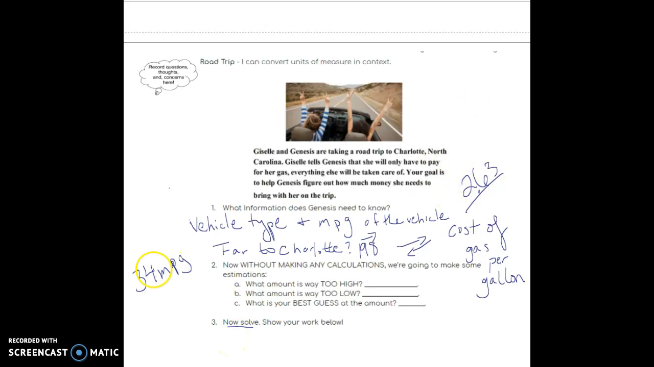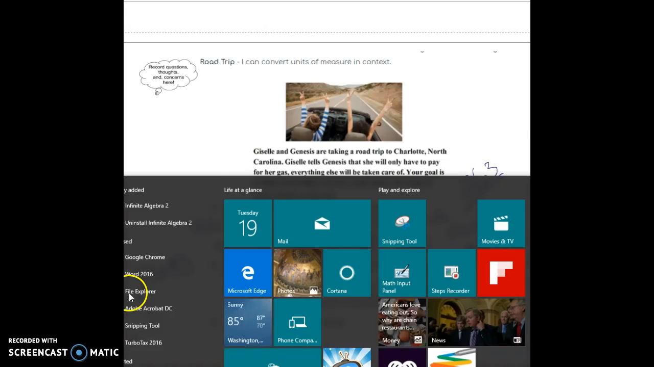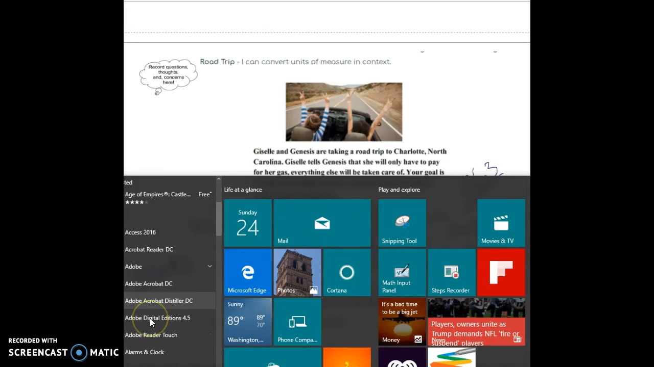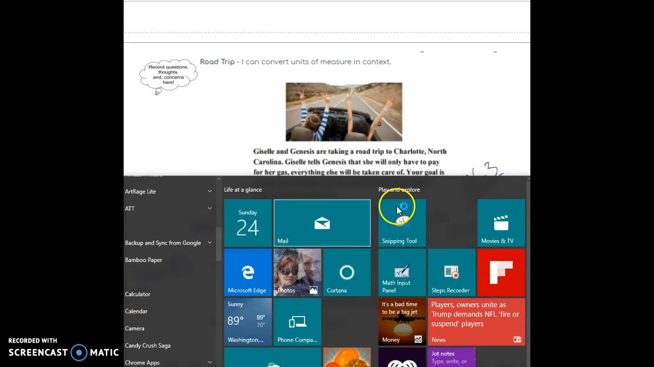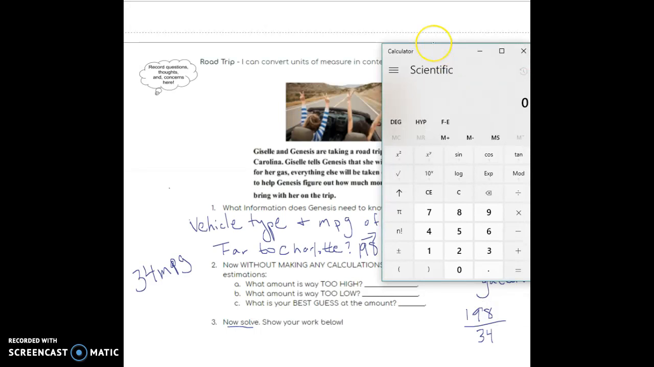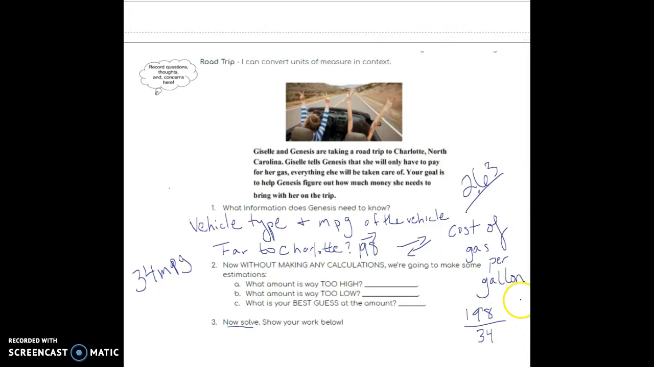So, if I can go 34 miles per gallon, and it's 198 miles one way to Charlotte, how many tanks of gas is it going to, or how many gallons of gas is it going to take me to get to Charlotte? So I get the calculator out, because I want to do 198 divided by 34. And that will give me how many gallons of gas I need. So I need 198 divided by 34. And that's 5.823. I'll leave that in the calculator for just a second. So we'll say 5.823, give or take, right?